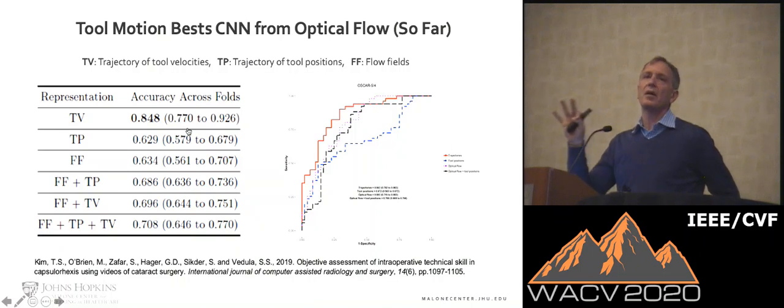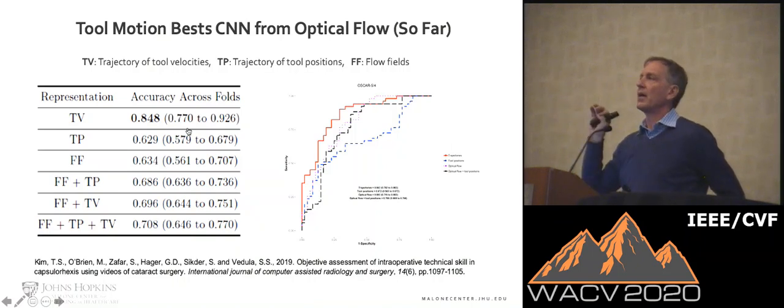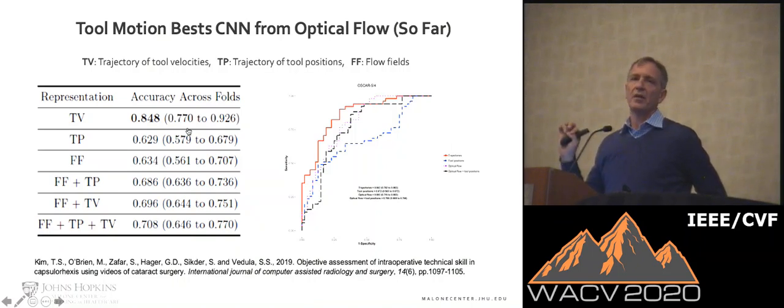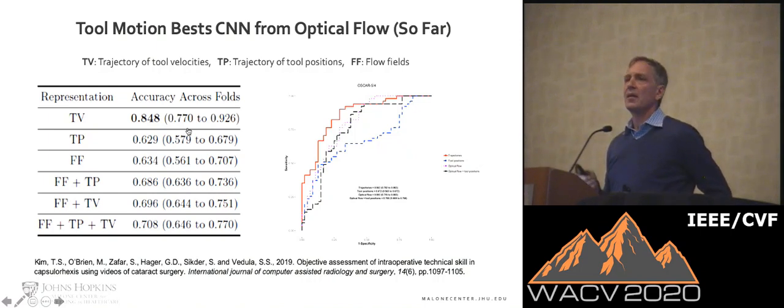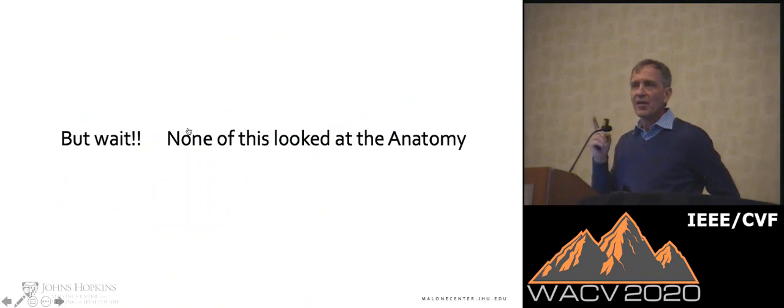Right now, everything I've talked about has been essentially fine-grained activity recognition. Can I recognize what the surgeon is doing and how well they're doing it? But the fact is, they're doing it to anatomy. And I haven't said anything about how you actually ground all of this in what they're actually working on.